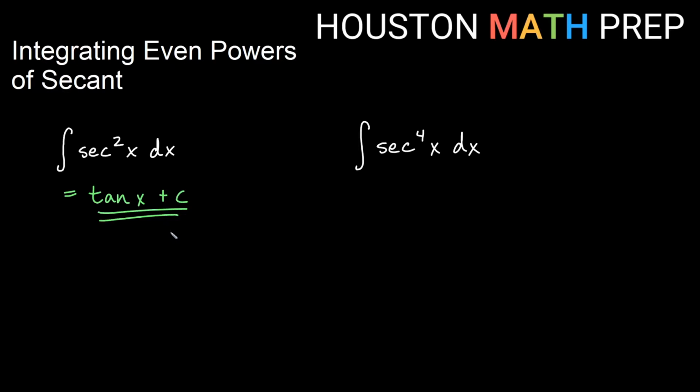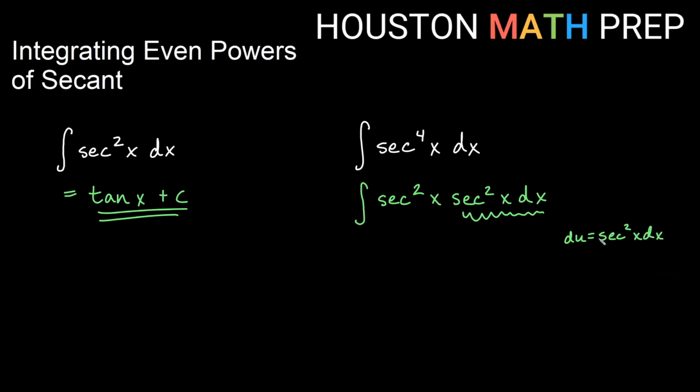The idea for higher even powers of secant will simply be to save two copies of secant, in other words, save a secant squared to be part of du. So we'll look at saving a secant squared here. I'm going to break it up into secant squared x times secant squared x dx, and what we're really doing is saving two copies of secant to be part of du. In other words, we're saying du is secant squared x dx.